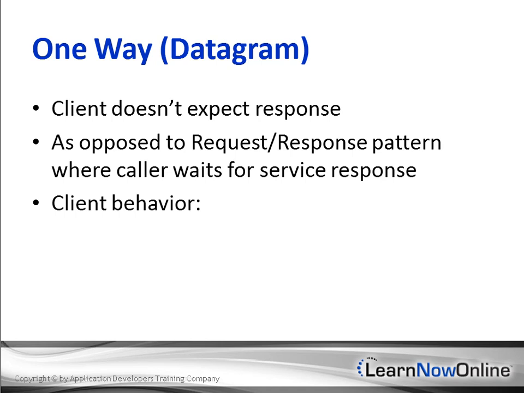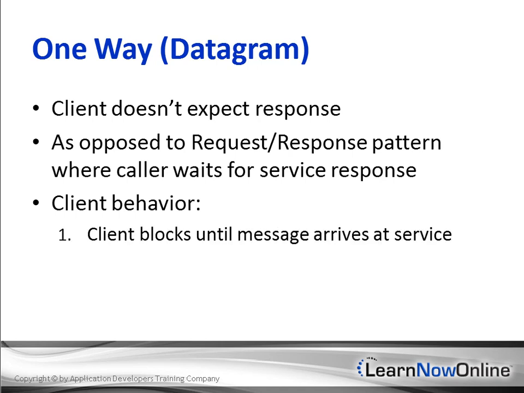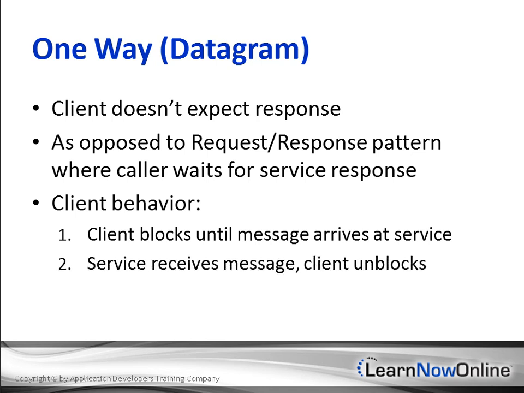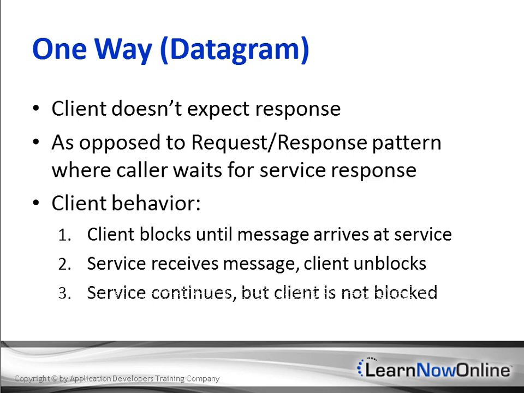Now here's what the client does when it makes a one-way request. First, it blocks until the message arrives at the service, and this is key because if you have a large message, then the client is blocked as long as that message is transmitting across the wire. Now, once the service receives the whole message, then the client unblocks.